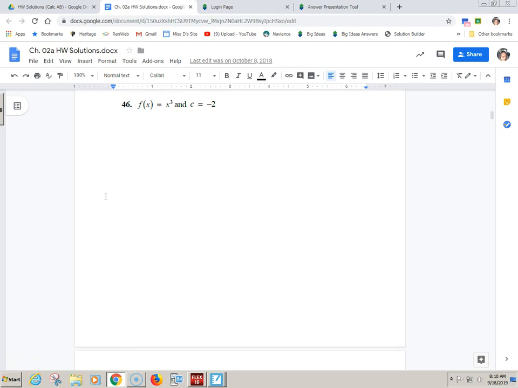Number 46. F of x was x cubed and c was negative 2. Wait, is that something where you were looking at like a limit formula and trying to pull stuff out? Yeah, that's a great question. Out of the entire homework, maybe besides what we just did with the graph of the derivative, this is the most applicable to the AP.